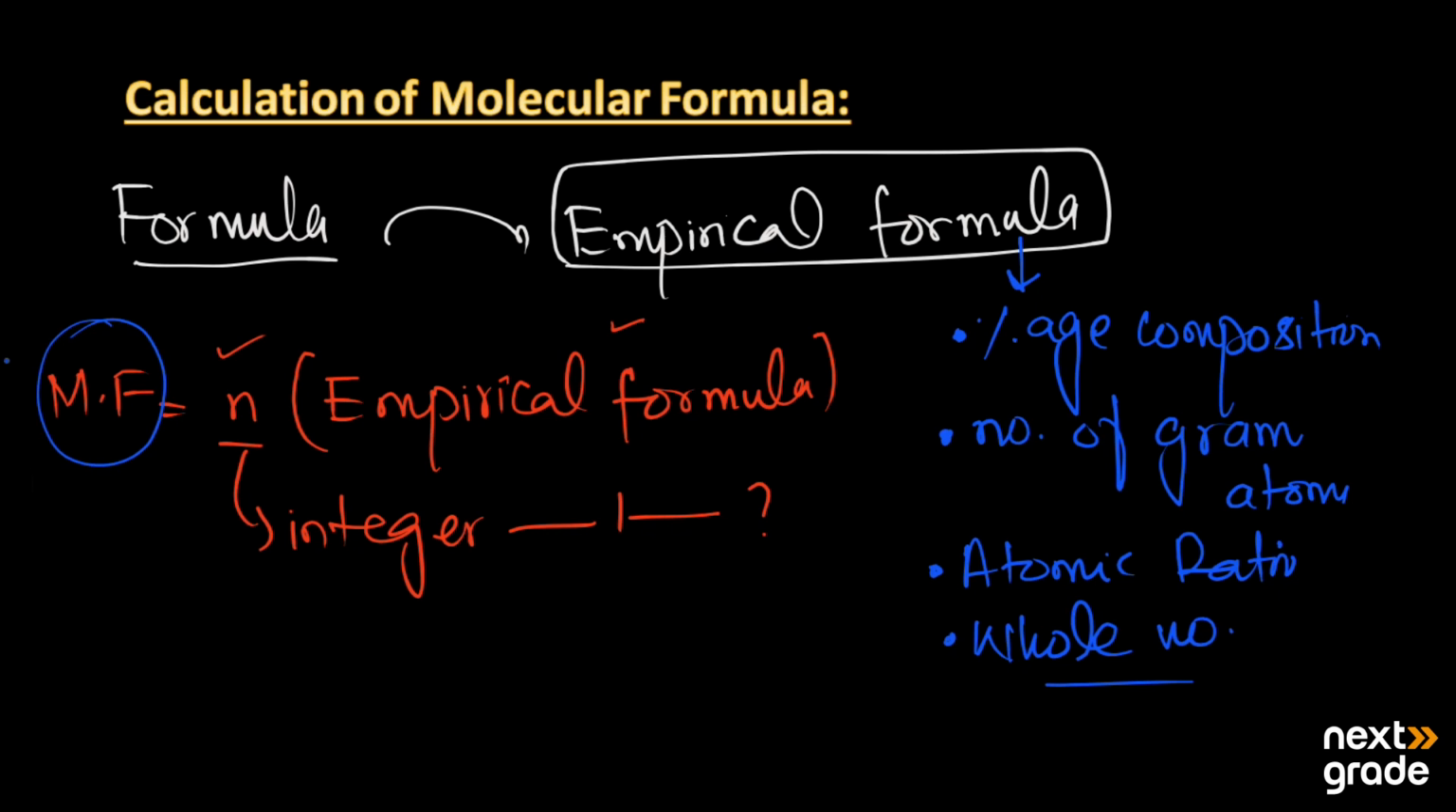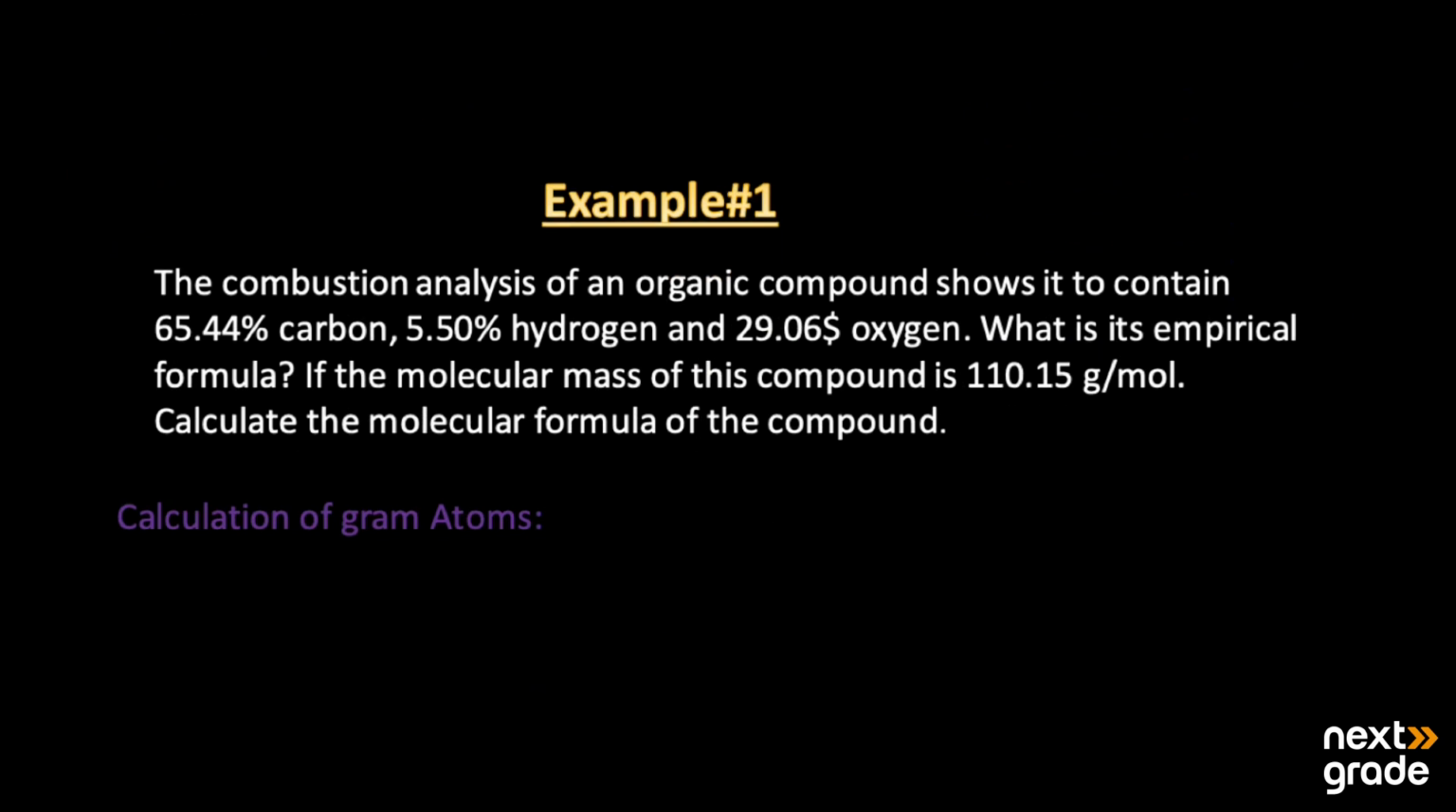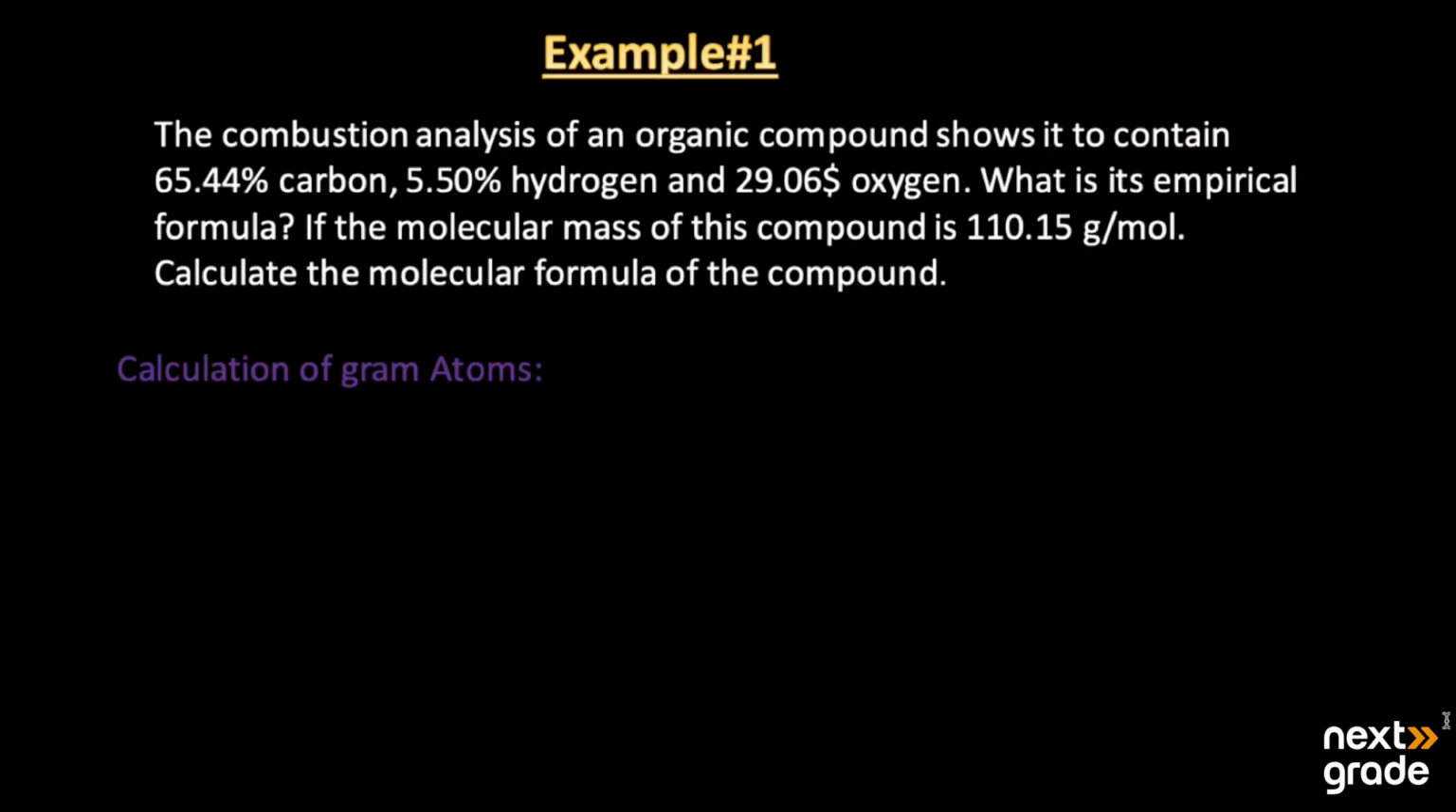To understand this topic, here we have a very interesting example of how we can find the molecular formula. In this example, the combustion analysis of an organic compound shows that it contains 65.44% carbon, 5.50% hydrogen, and 29.06% oxygen. What is its empirical formula? So first, we have to find the empirical formula. The molecular mass of this compound is also given.